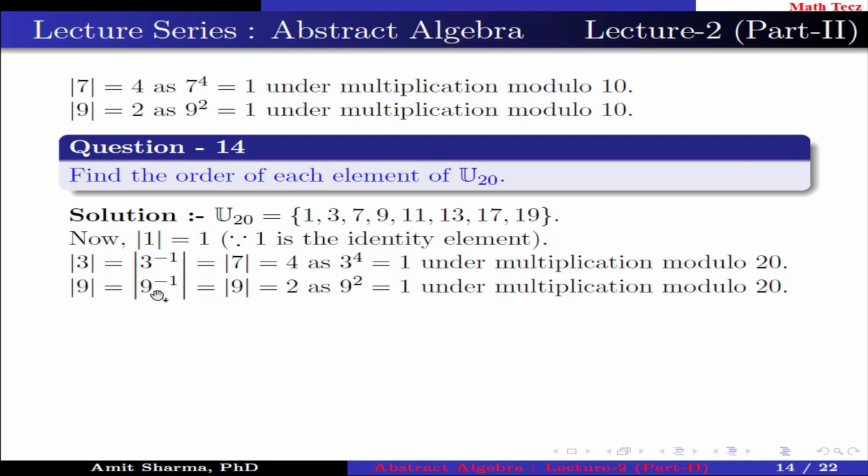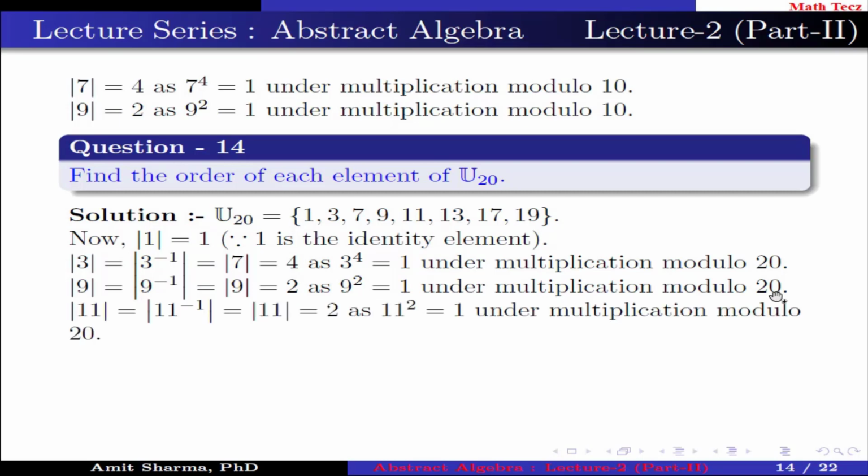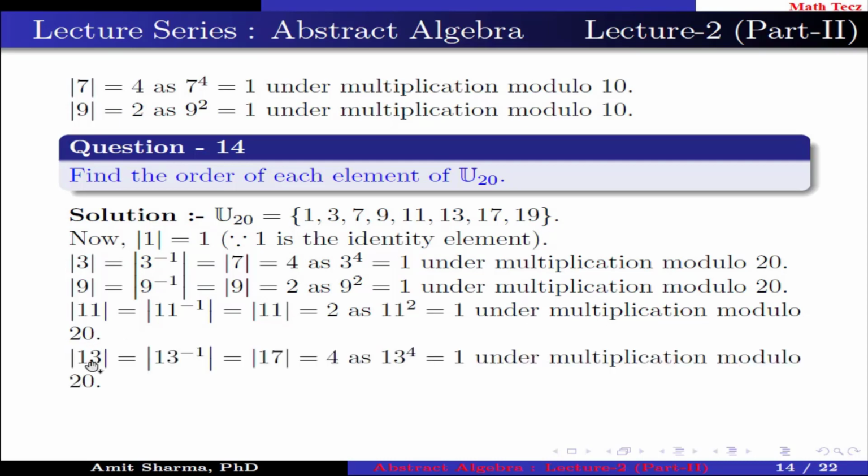The order of 9 equals the order of 9 inverse. Now, 9 inverse in U20 is 9 and the order of 9 is 2 because 9 square is equal to 1 under multiplication modulo 20. The order of 11 equals the order of 11 inverse. Now, 11 inverse in U20 is 11 and the order of 11 is 2 because 11 square is equal to 1 under multiplication modulo 20. The order of 13 equals the order of 13 inverse.